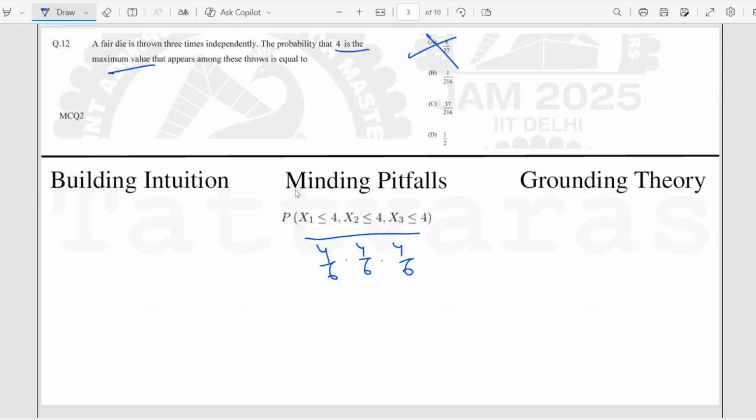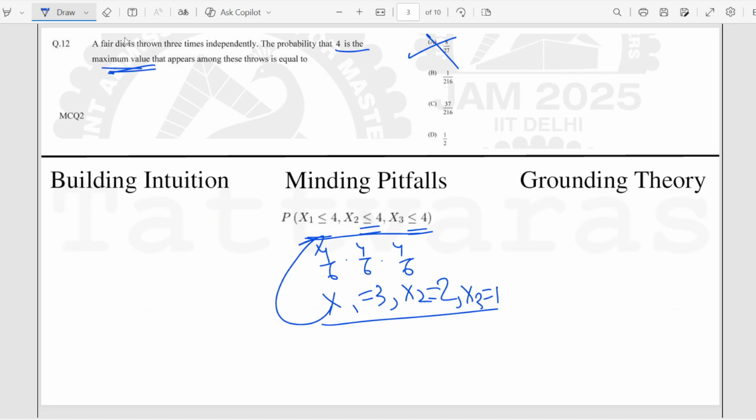The reason is, look at it very closely. The question is asking 4 is the maximum value that appears. While this is ensuring that no value crosses 4, it is not guaranteeing that 4 is the observed maximum value, because it could very well be that x1 is 3, x2 is 2, and x3 is 1. Over here, this thing also falls under this set only, but this doesn't satisfy what the question is asking.